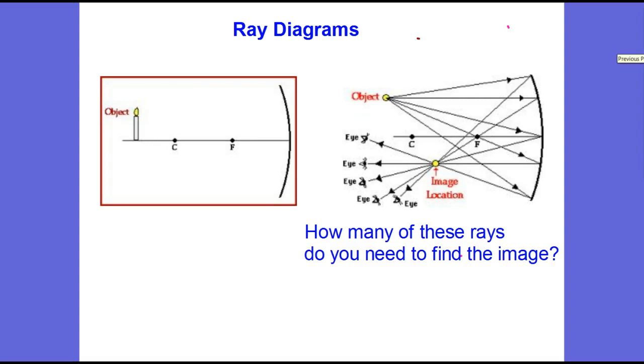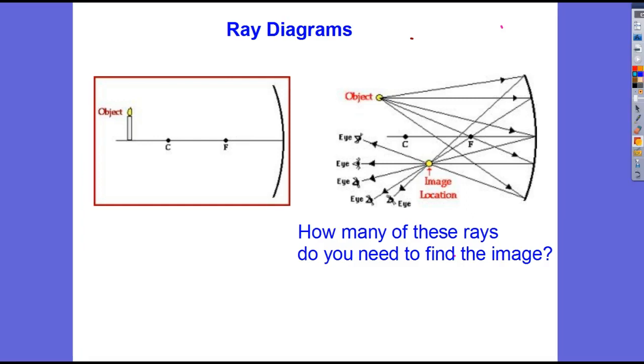Ray diagrams are helpful for locating images, but you don't have to draw 5 different rays. You really only have to draw 2. And the rays that you have to be able to draw are this one right here and this one right here. So I'll draw them over here from the object to the mirror parallel to this line called the principal axis. Remember, the line that goes to the center of the mirror is called the principal axis.